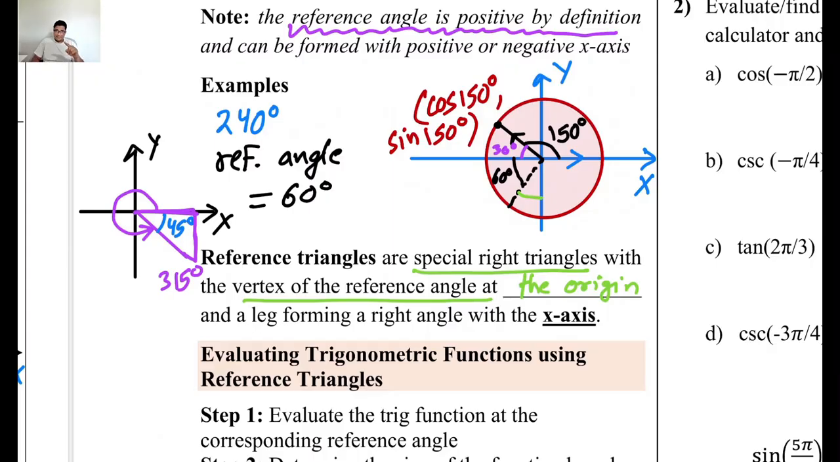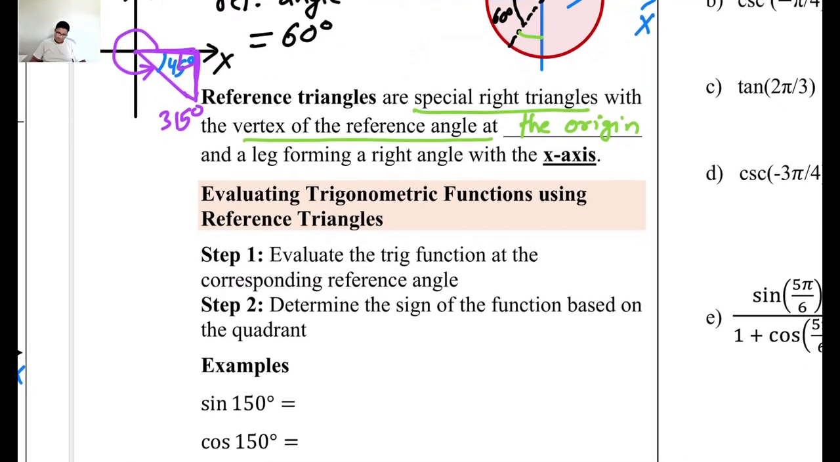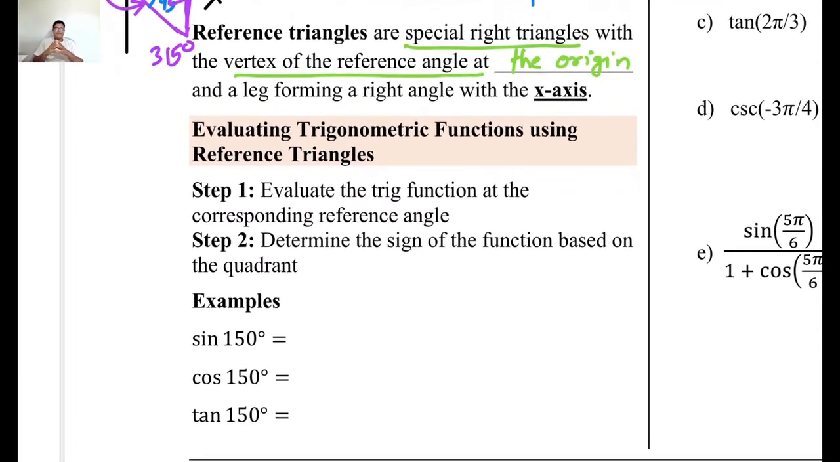These are the right triangles with the vertex of the reference angle at the origin and the leg forming a right triangle with the x-axis. So this leg here, this parallel to y-axis, that leg is forming a right triangle with x-axis, right? So that would be the reference triangle for that angle. Okay, so we can put angles in parentheses here.